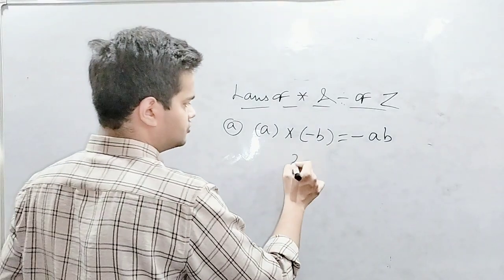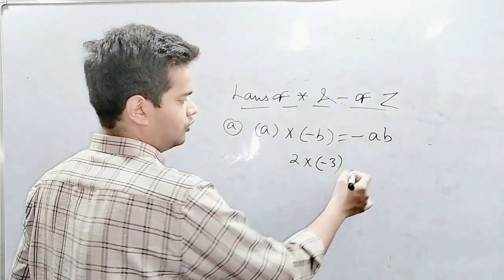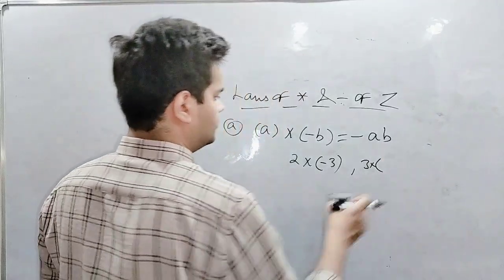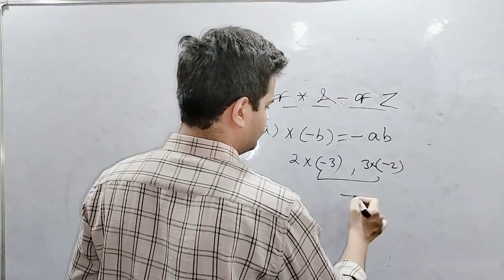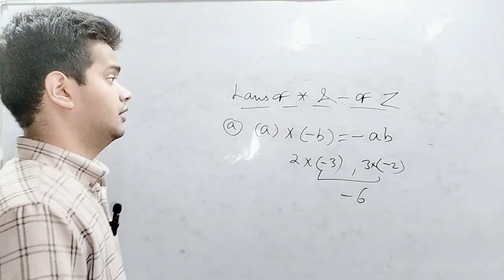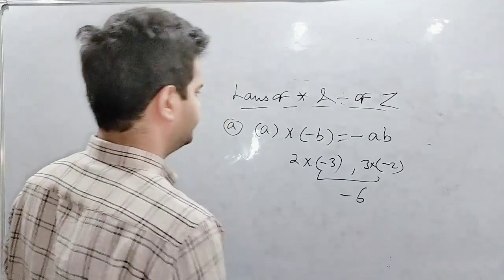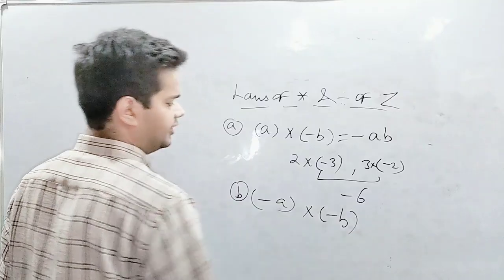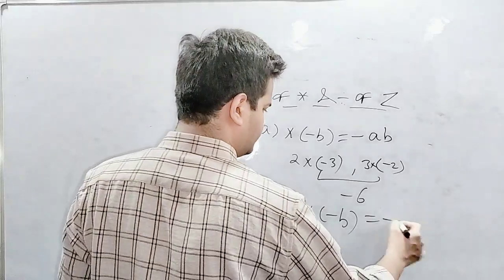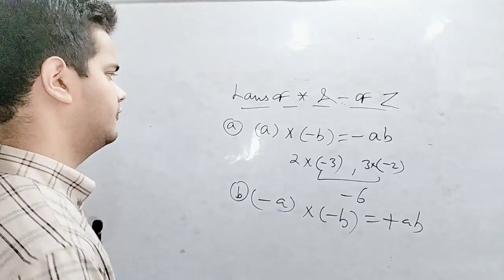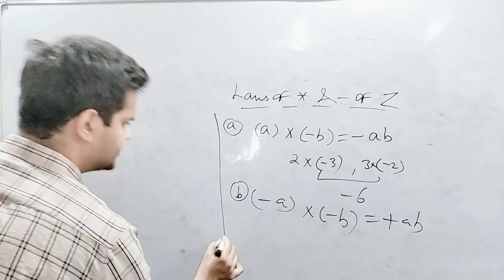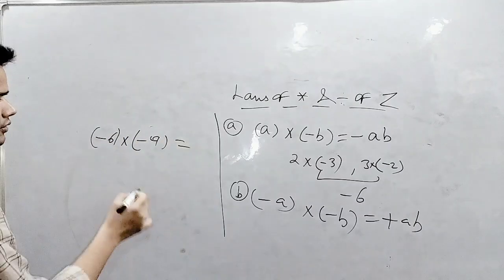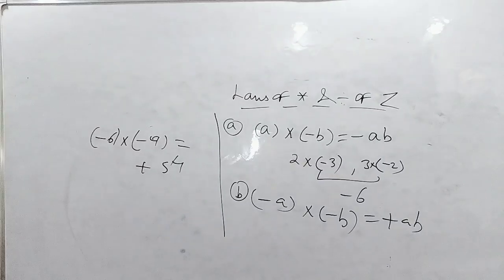Like for example, 2 into -3 or 3 into -2, the value of both will be -6. That is, if the signs are not the same, the answer will be negative. So this is the first law. Second law is if both the numbers are negative, then the answer will be positive. Like for example, if I write -6 into -9, then I'm going to get a positive value, +54.